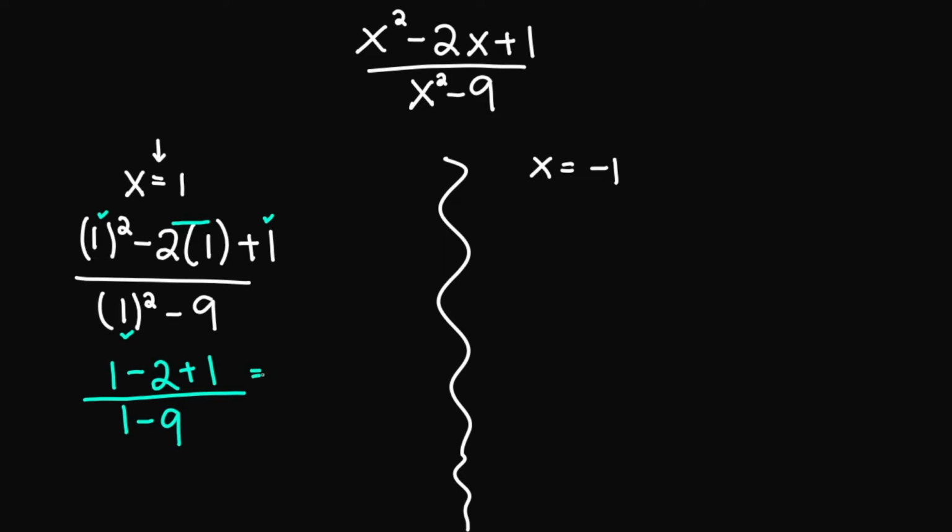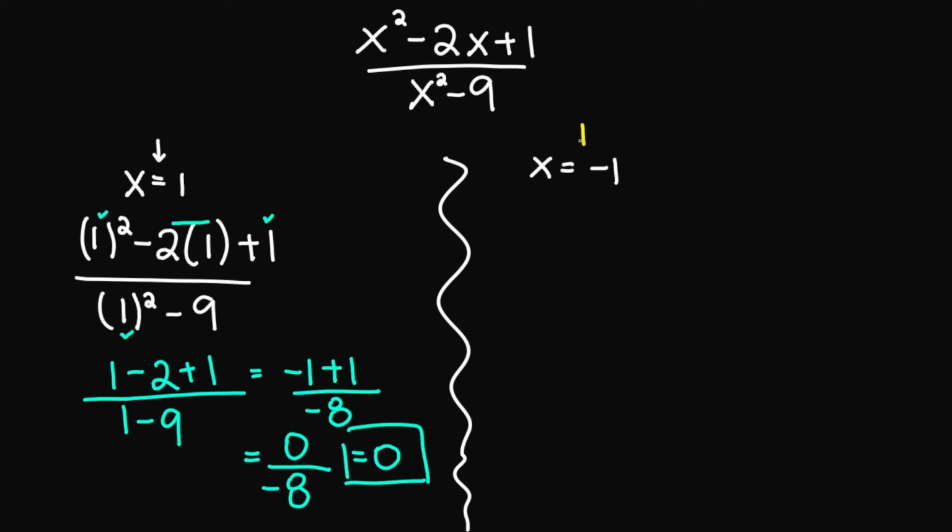So my numerator, we have 1 minus 2 plus 1. That's going to give us a negative 1 plus 1. And 1 minus 9, that's going to give us a negative 8. So my numerator, negative 1 plus 1 is going to equal 0, and that's going to be over a negative 8. And 0 divided by negative 8, this is going to equal 0. So your final answer here is going to be 0.